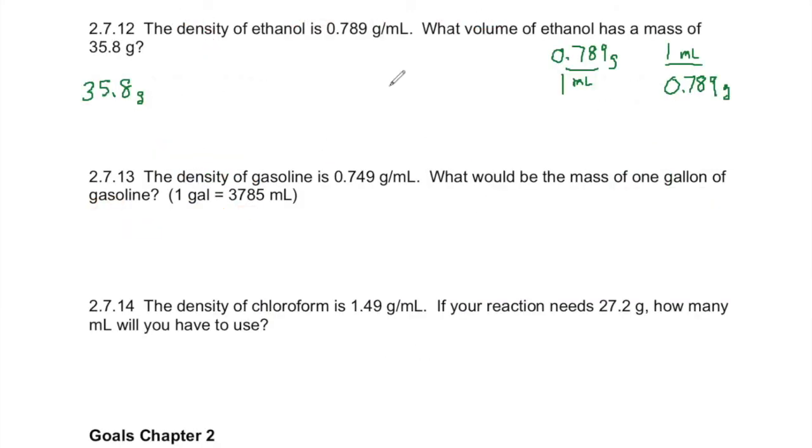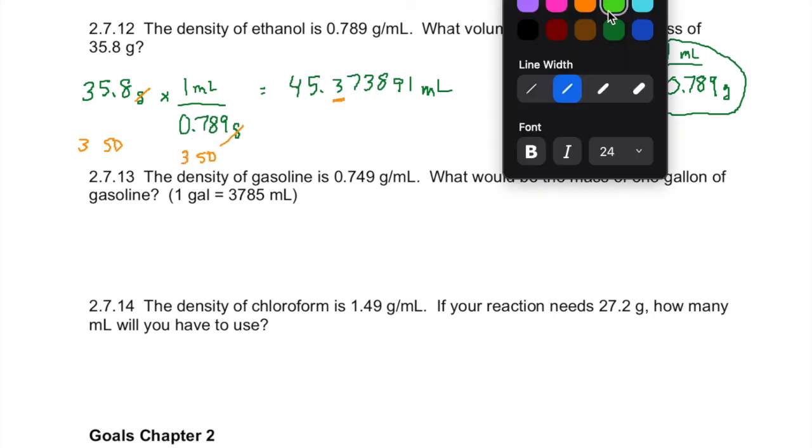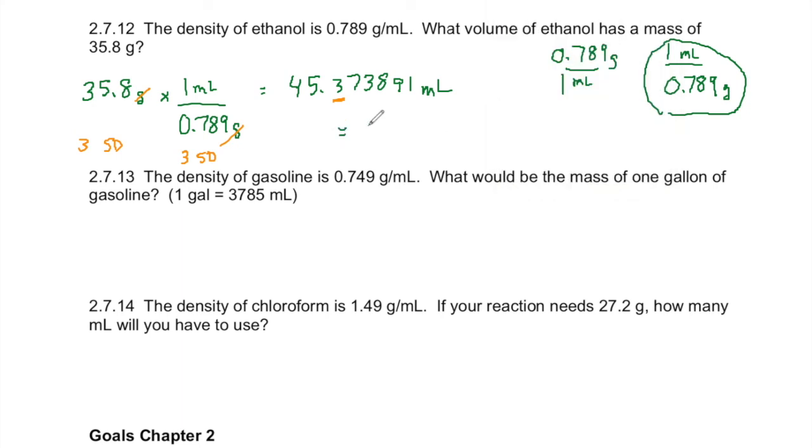Okay, so we have 2 possible conversion factors that the density can turn into in this problem. And since we're converting from grams into milliliters, we're going to want this one that cancels grams. So we cancel grams for this problem. We end up with milliliters. We have 3 significant digits in our mass and in our density. So we'll go ahead and keep 3 significant digits in the answer and report this as 45.4 milliliters.